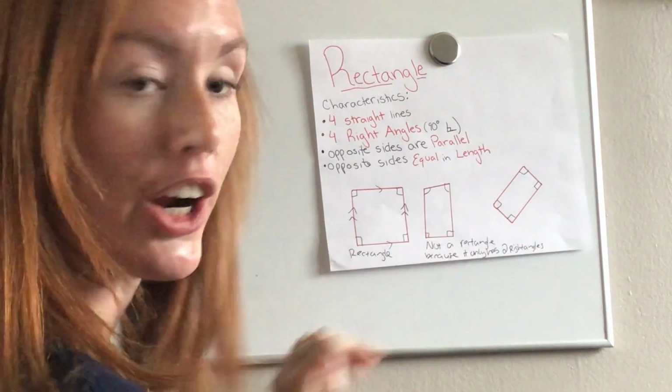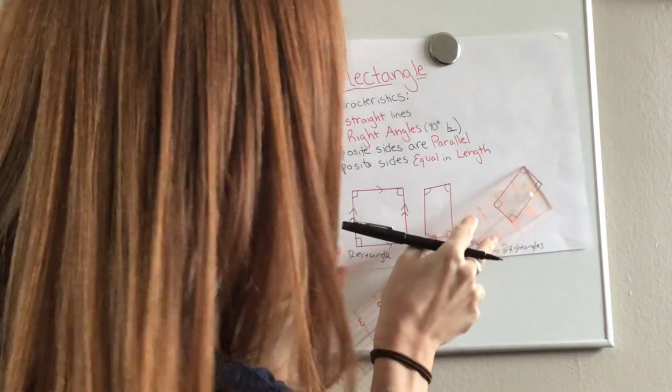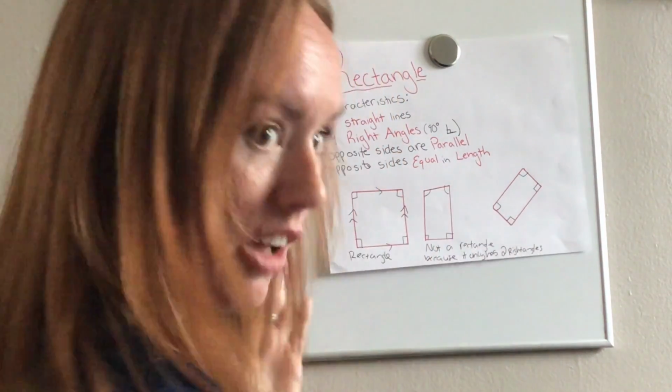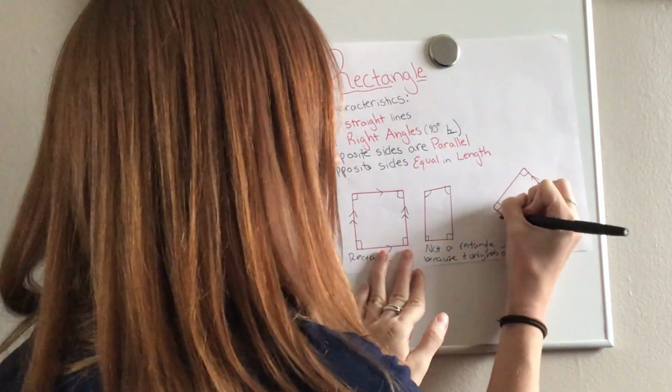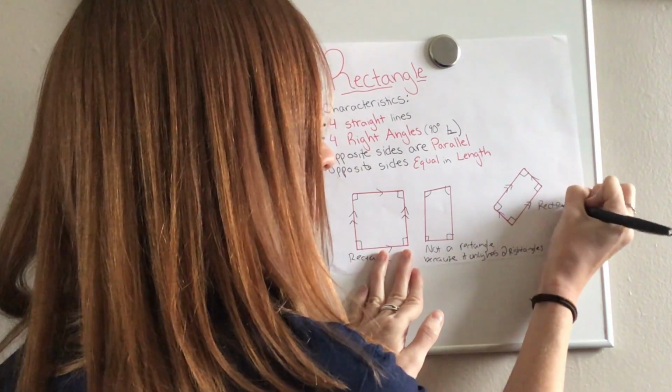Let's check this one over here. If I put my straight edge in and move it down, they're parallel, parallel. So let's do our markers to show that they're parallel and call it a rectangle.